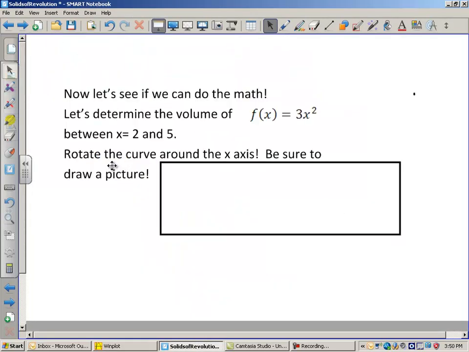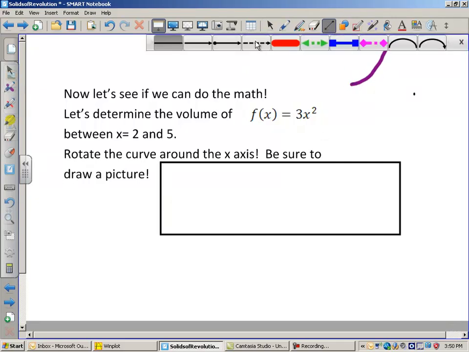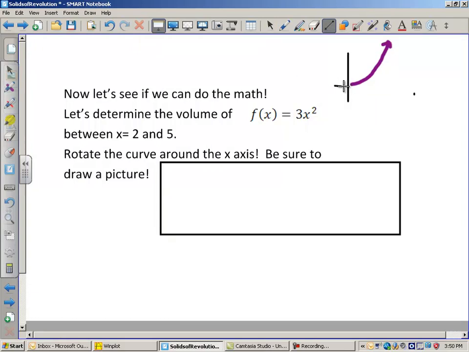Alright, so let's do a specific example. Let's do 3x squared, and we're going to find the volume between 2 and 5 using the formula. Now, y equals 3x squared, you know, is a quadratic, and we want to look between 2 and 5. So let's draw a little axis here for us. We're going to look between x equals 2 and x equals 5. And so we have this region here. And we're going to take this entire region and spin it around the x-axis. And we want to find that volume.